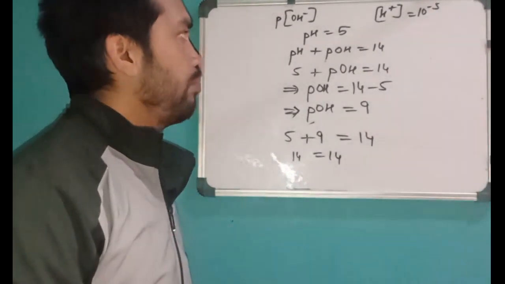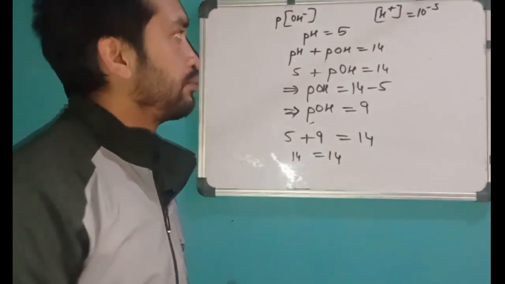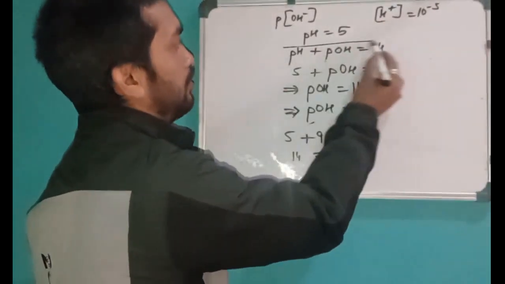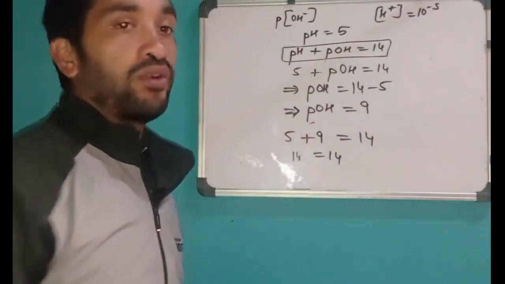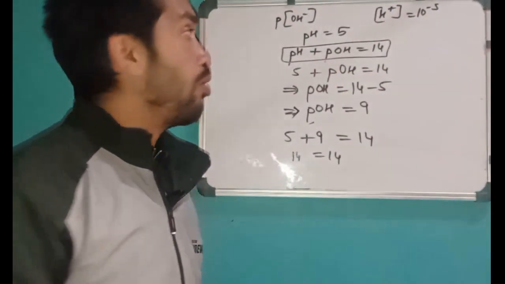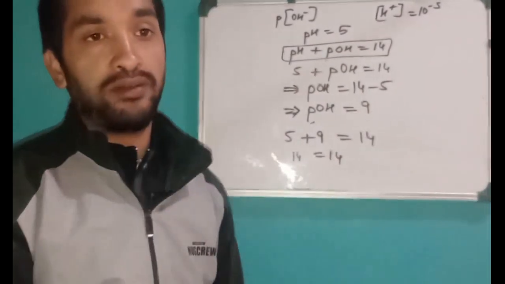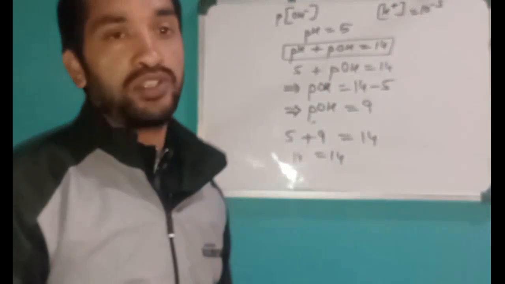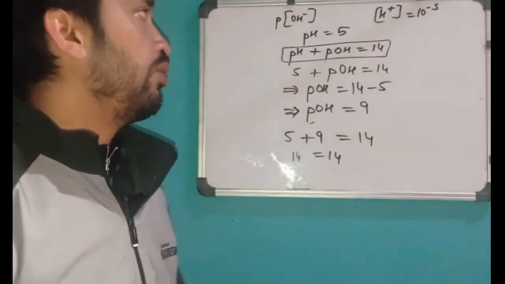So I hope now you can calculate the value of pH or pOH. Remember this formula. This is an important formula: pH plus pOH equal to 14. It may come for 1 mark. pH plus dash equal to 14, or pH plus pOH equal to dash. So in the dash you have to fill 14. A question can come in any way, as I already told you.